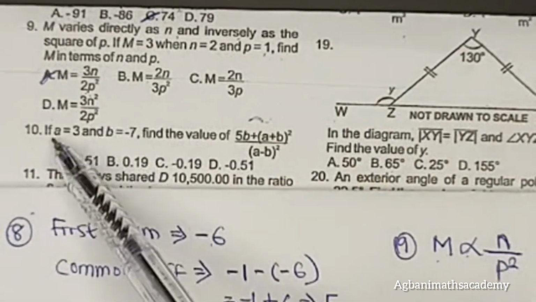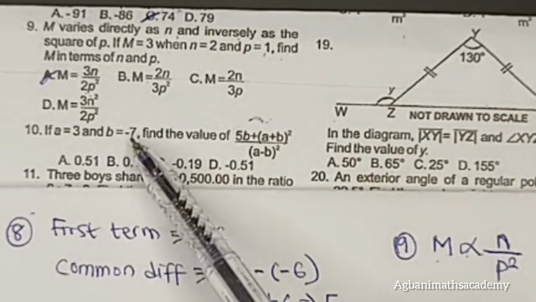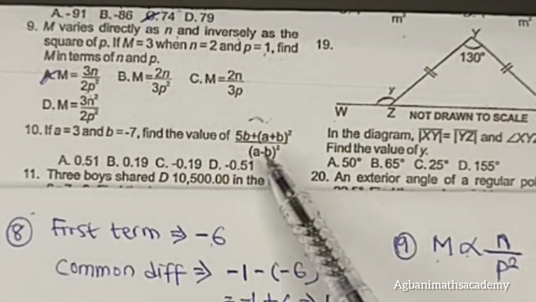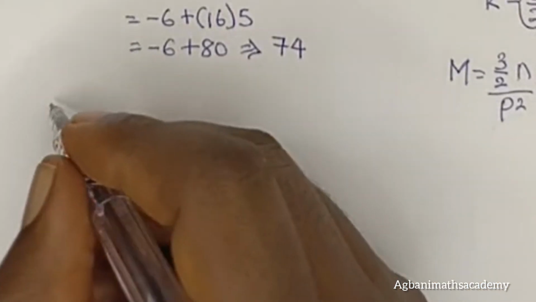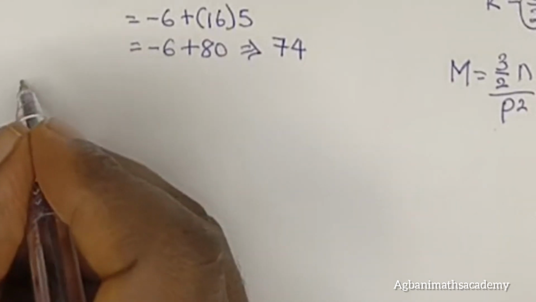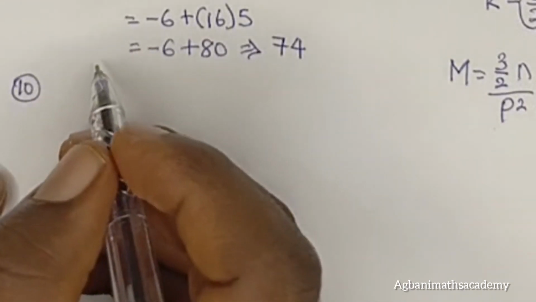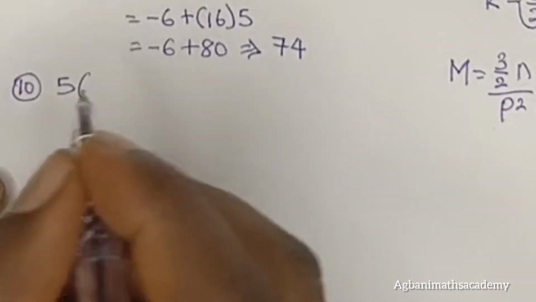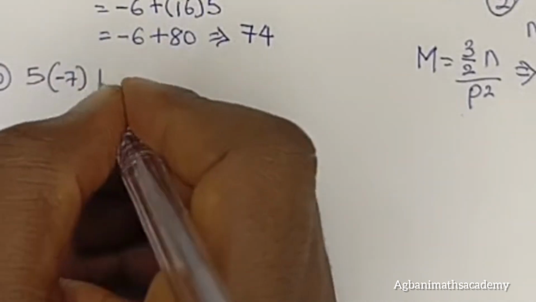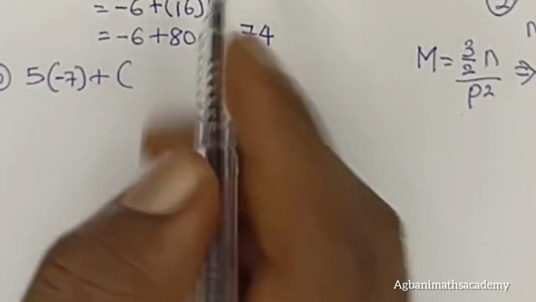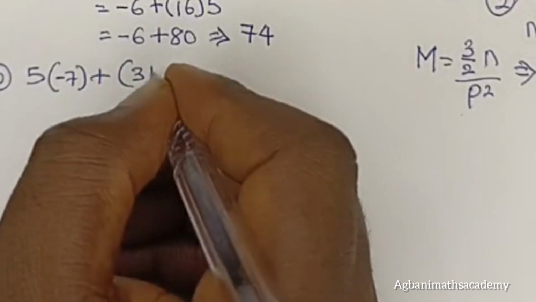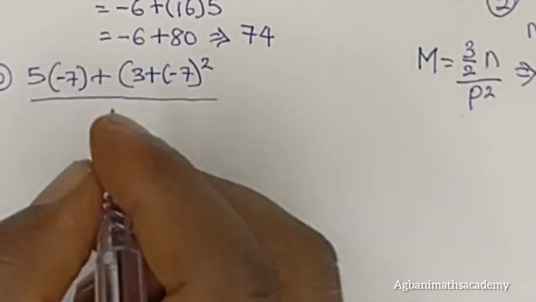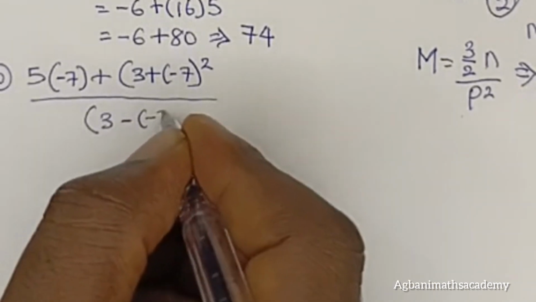So we are looking at number 10. If a is equal to 3 and b is equal to minus 7, find the value of 5b plus a plus b squared all over a minus b squared. Okay, so let's look at it together. So 5b, b is equal to minus 7. So 5 into minus 7 plus a is 3. So 3 plus minus 7 square all over 3 minus 7 square.